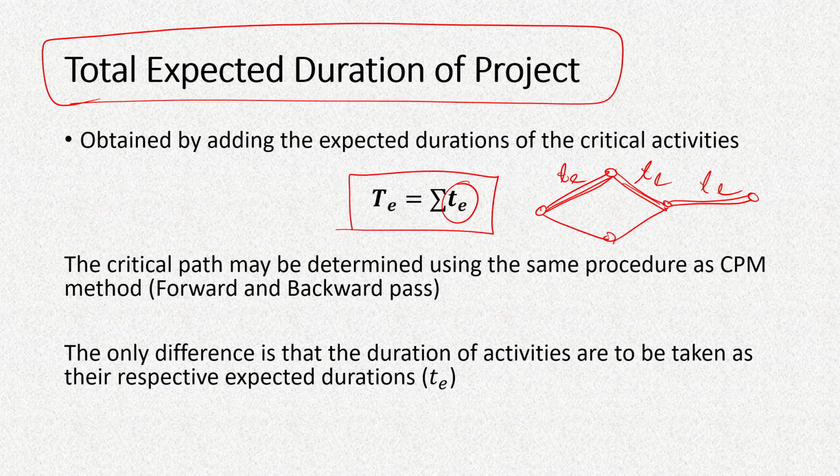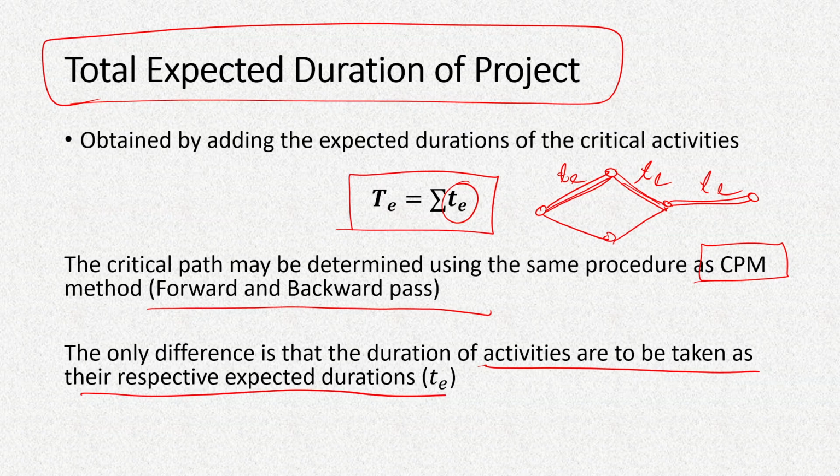And the critical path we can determine using the same procedure as the critical path method, as we have already done, using forward and backward paths. The only difference is that the duration of activities will be taken as their respective expected durations and not as a deterministic estimate of a fixed duration for each activity. So other than that, the whole procedure is simply the same.